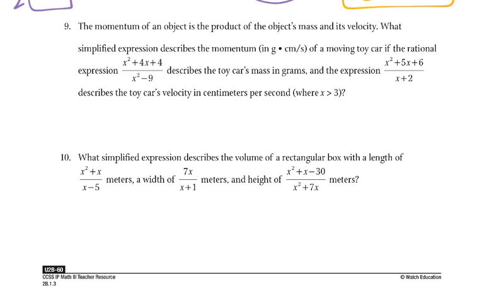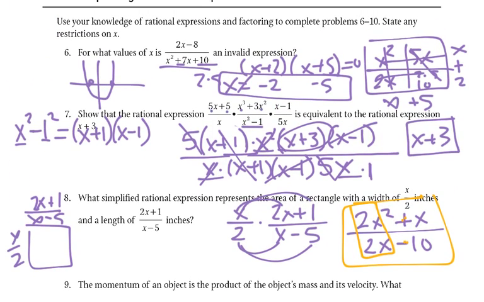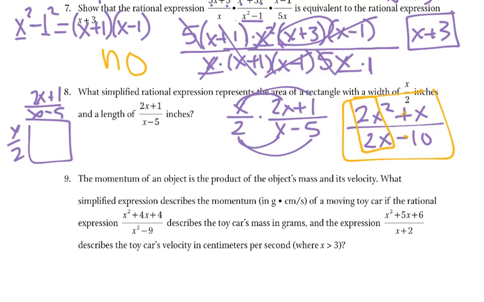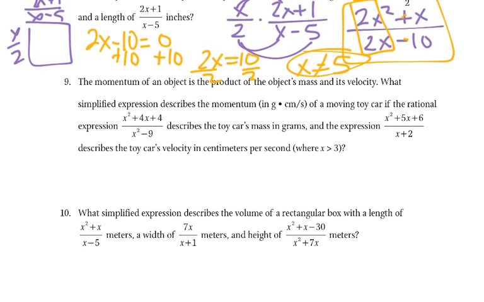Okay, number 9. The momentum of an object is the product of the object's mass and its velocity. What simplified expression describes that? Okay, so basically we're multiplying again. Okay, oh, restrictions. Do we say any restrictions? No restrictions here. Those are the two restrictions. Restriction here, 2x minus 10 equals 0. 2x equals 10. Divide by 2. X cannot equal 5. Restriction.